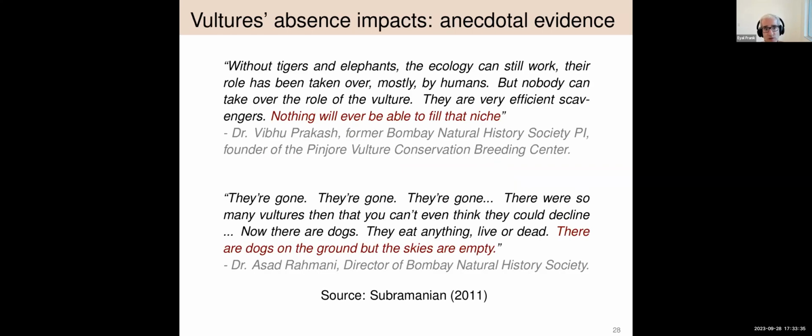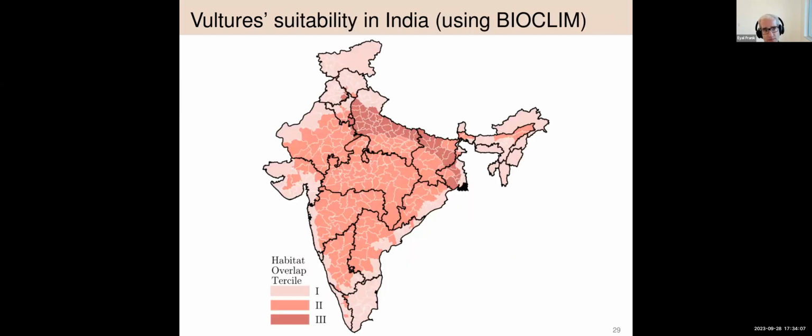This was documented in real time, and ecologists were very concerned about this, okay? One quote says they're so good at what they do in terms of removing animals from the environment that nothing will be able to fill that niche. Or this concern about, without vultures keeping feral dogs in check, there are dogs on the ground, but the skies are empty. So these are very dire predictions as to what will happen to human health now that vultures are gone.